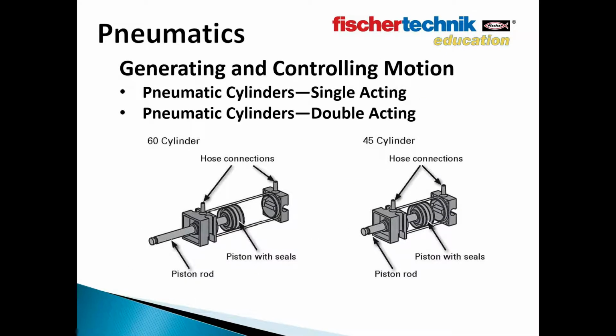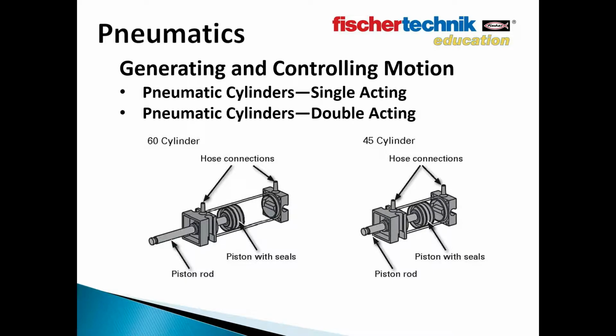The next step is the generating of motion with the compressed air, which occurs with the use of pneumatic cylinders. Students learn that there are two different types of pneumatic cylinders: single-acting cylinders and double-acting cylinders. The two different lengths of cylinders included with this set, which the students will work with, are both double-acting, meaning that the cylinder has two different hose connections at opposite ends, along with a movable piston rod and piston with seal. When air is blown into one of these two connections, it causes the piston to move in the same direction as the air is being blown.